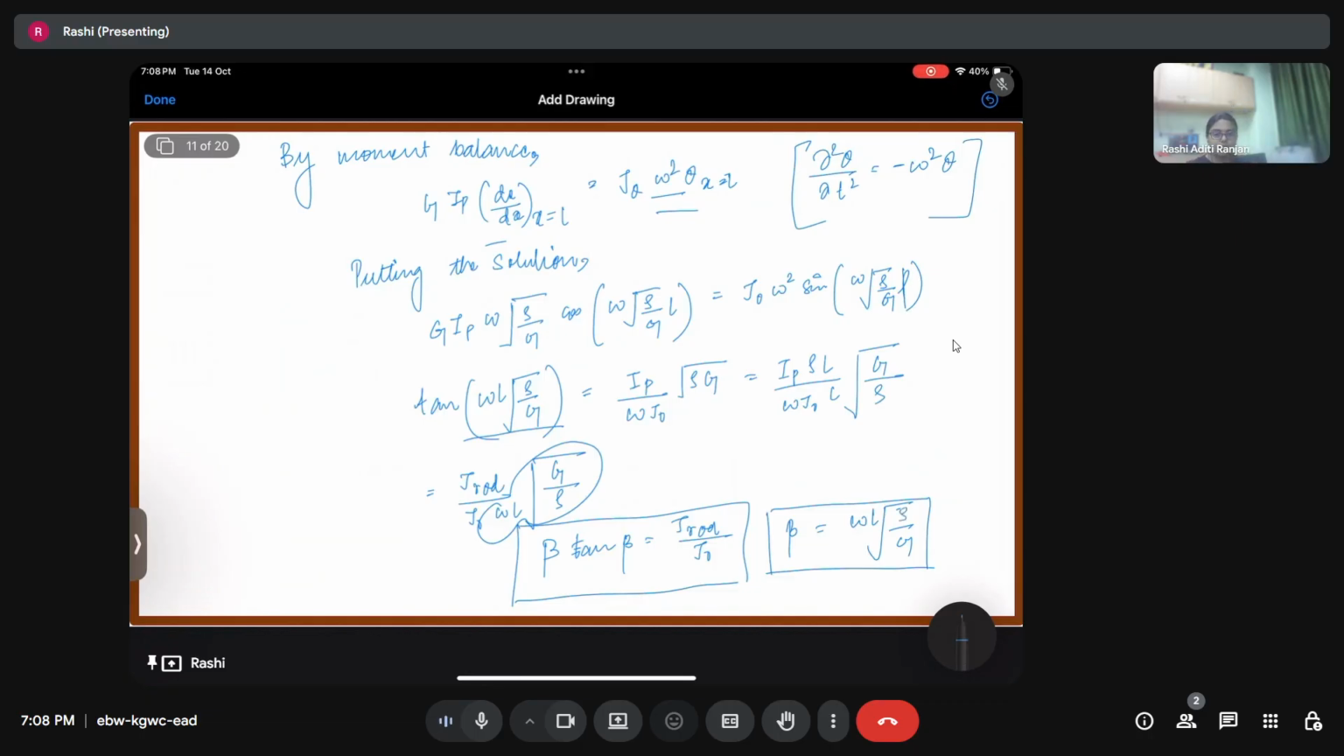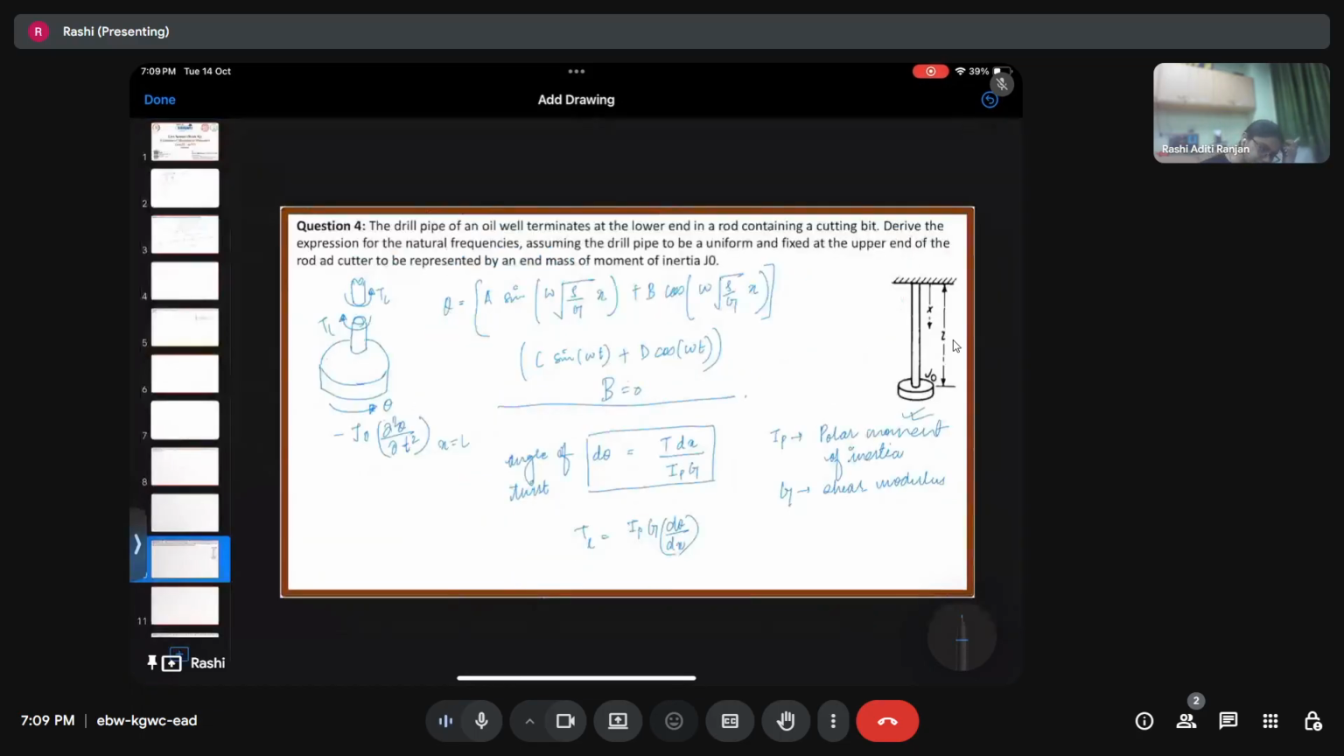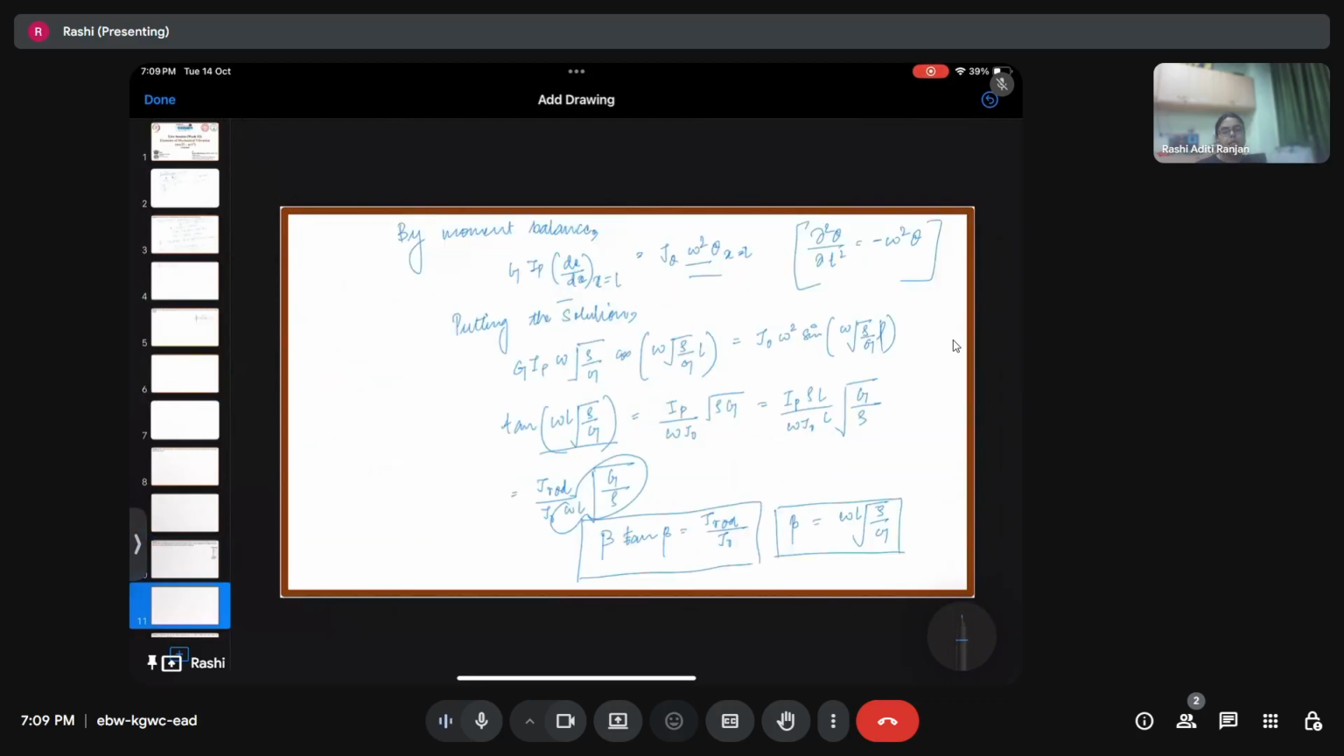Okay, I hope this is clear. So we get beta into tan of beta in terms of J of rod by J naught, and then we have beta, which we have assumed like this. So this is it for the question. It asked us to find the natural frequency expression, and we found it. Again, we just assumed a solution. We used the boundary conditions. We got an expression by equating the inertia moment and the moment present in the rod at the end L, and from there we can find out the natural frequency.